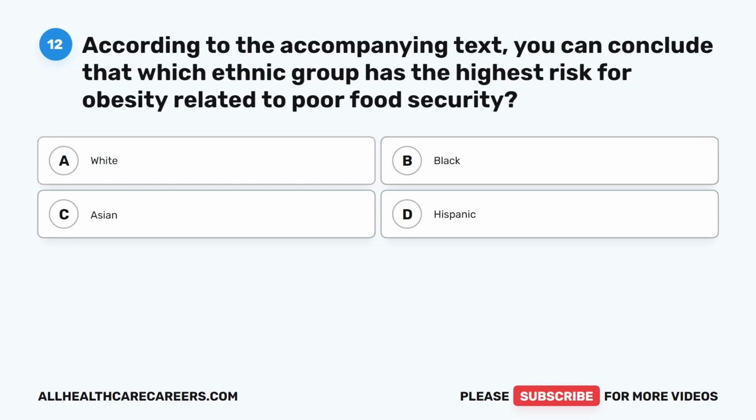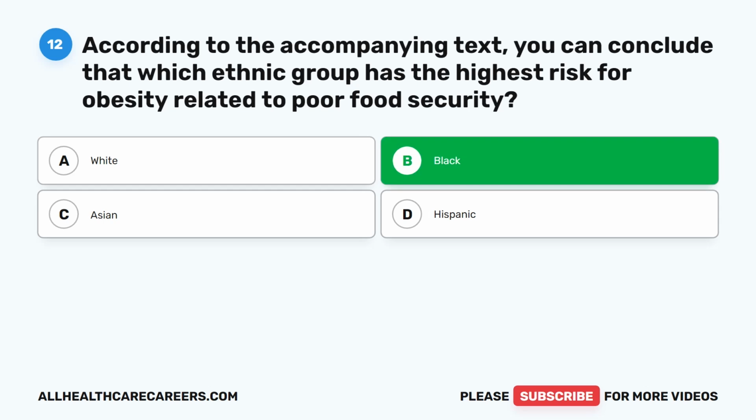Question 12. According to the accompanying text, you can conclude that which ethnic group has the highest risk for obesity related to poor food security? A. White. B. Black. C. Asian. D. Hispanic. The correct answer is B.